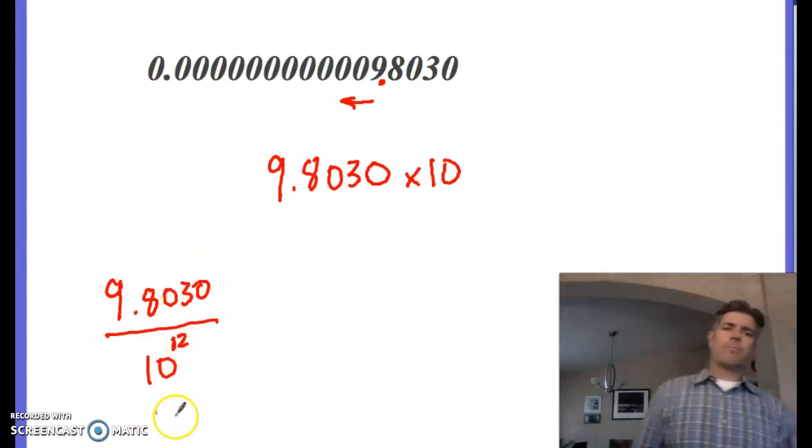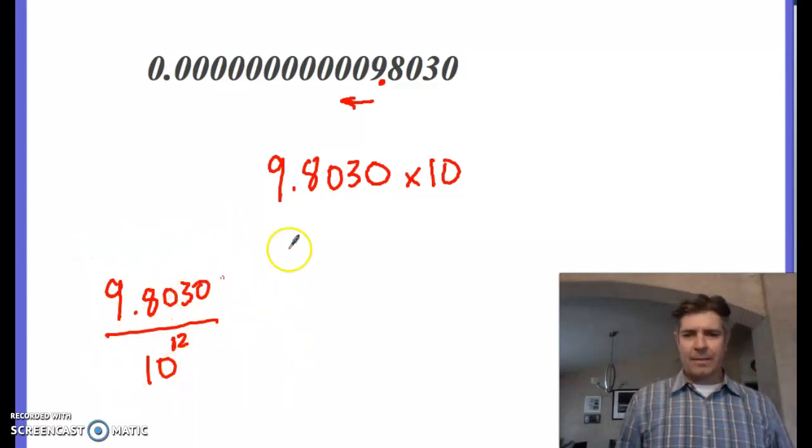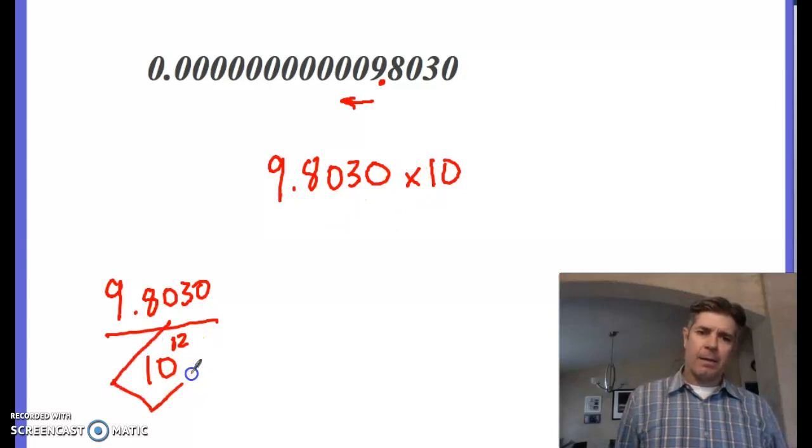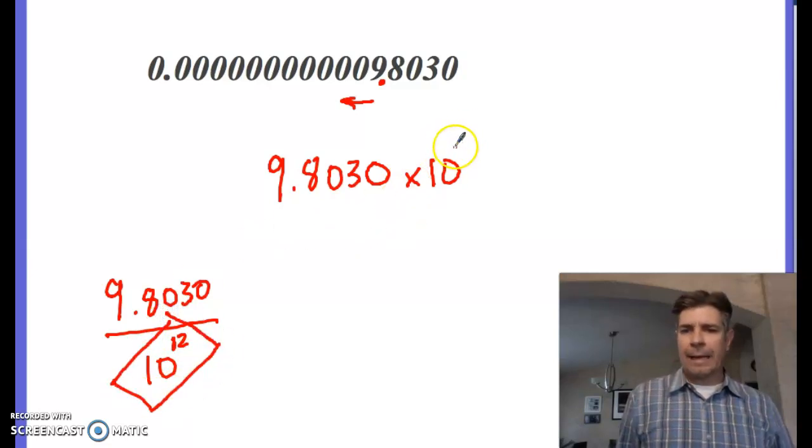Okay, but we don't really like fractions, so we don't write it this way. We write it as a multiplication. But when you divide by something, another way to think about that is a negative exponent. And so we write this as a negative exponent to make these two equal. Okay, this negative exponent means you're dividing by 10 that many times.